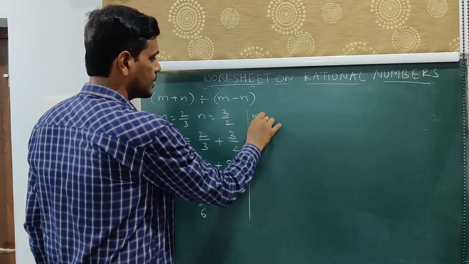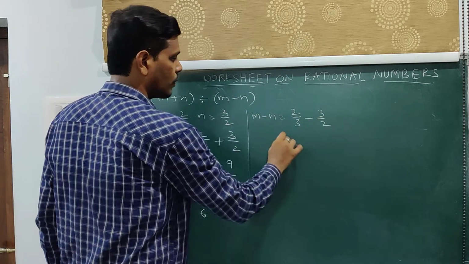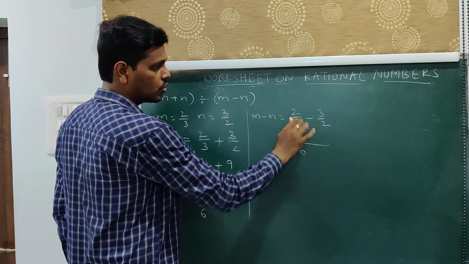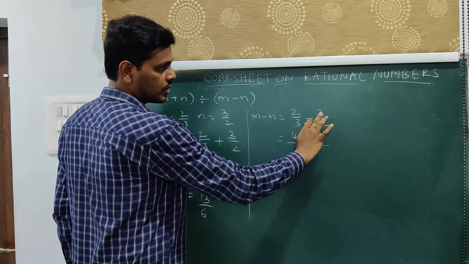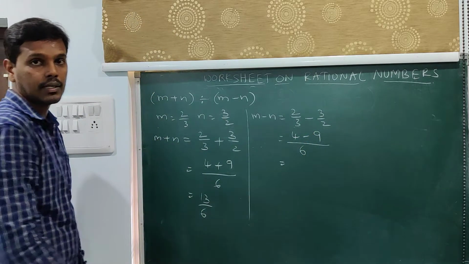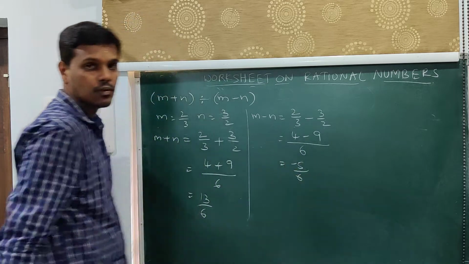Now we go with m minus n. m minus n, 2 by 3 minus 3 by 2. LCM of 3 and 2 is 6. 3 2s are 6, 2 2s are 4, 2 3s are 6, 3 3s are 9. And different signs you have to subtract them, you will get 5. Biggest number is 9, sign is minus, so minus 5 by 6.